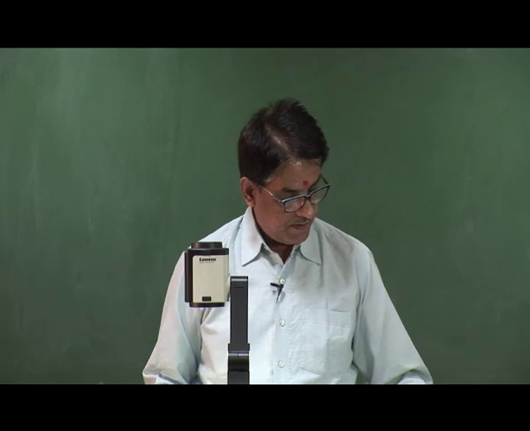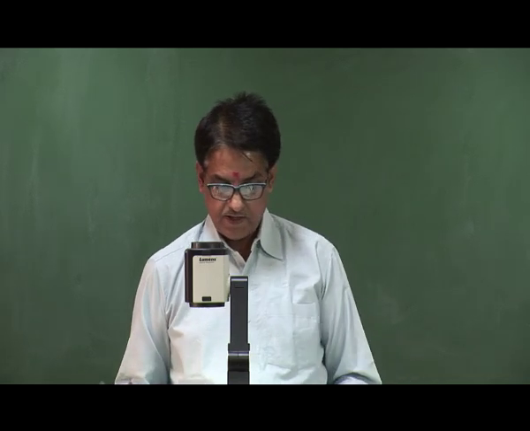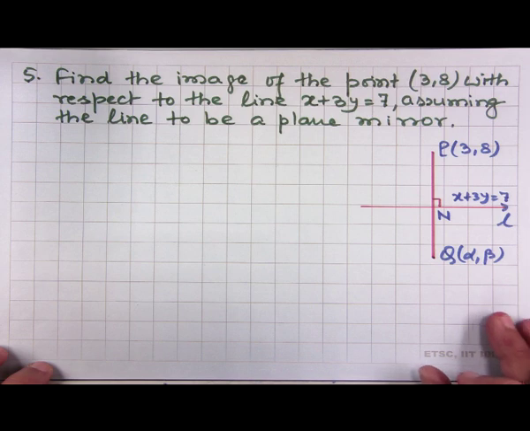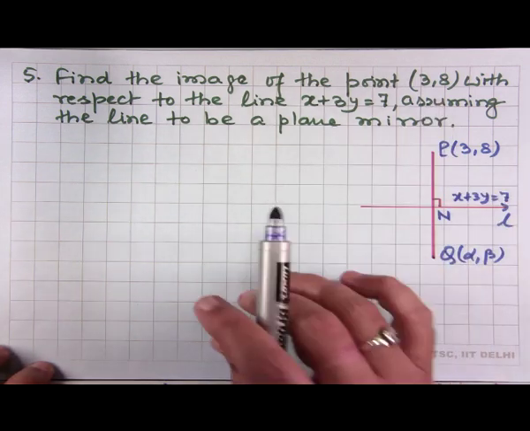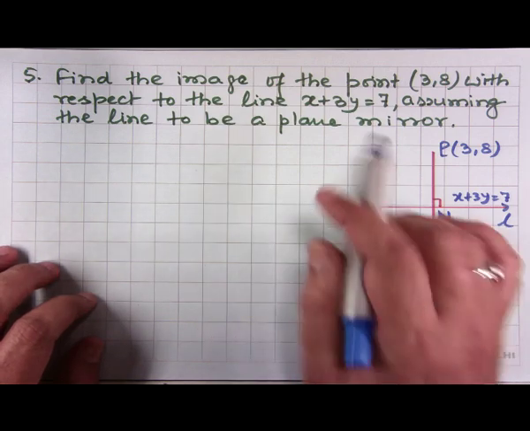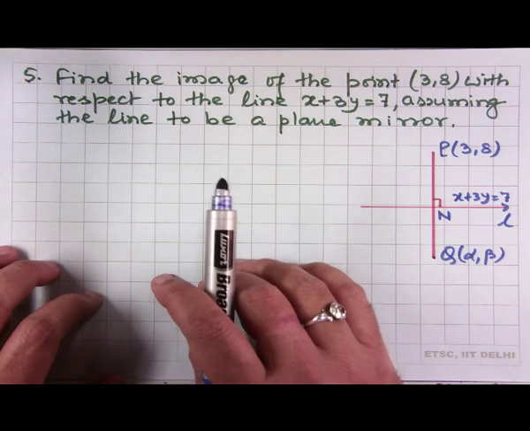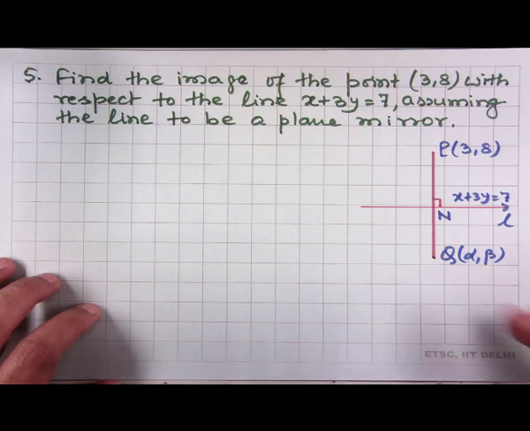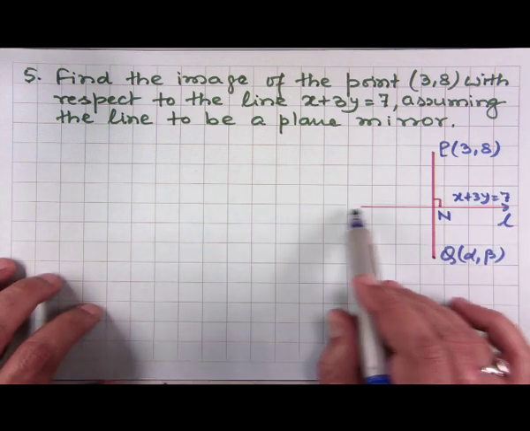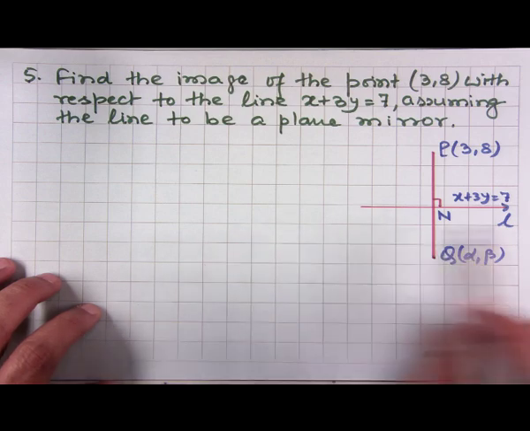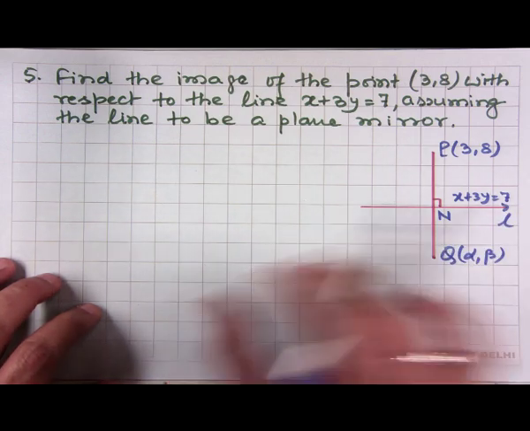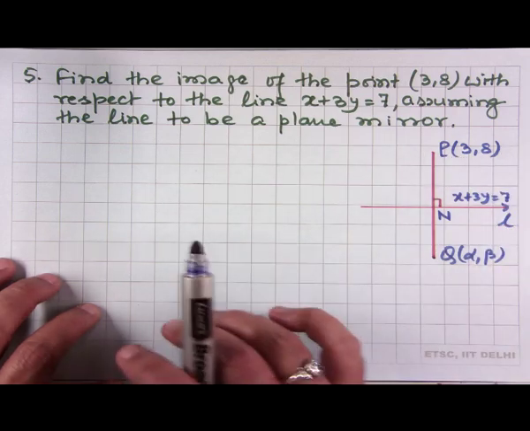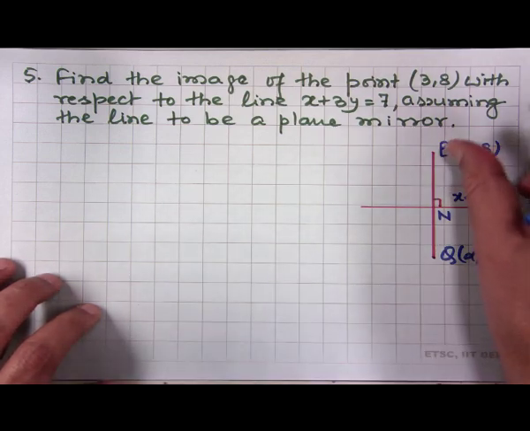Now another problem, and this is a most interesting problem. Find the image of the point (3, 8) with respect to the line x plus 3y equal to 7, assuming the line to be a plane mirror. This line, we assume as a mirror. And here this point is given, P equal to (3, 8). We have to find the image of this point P.